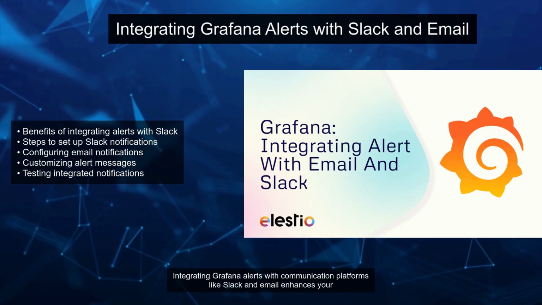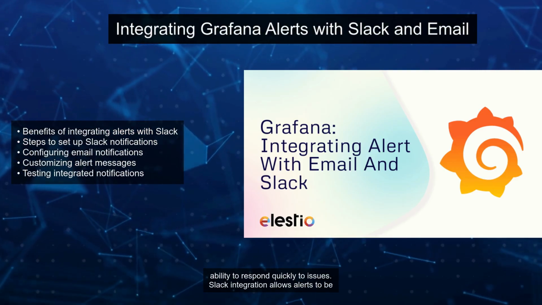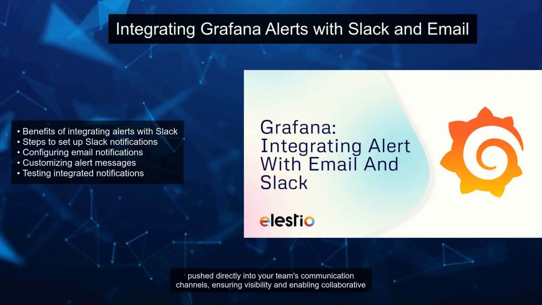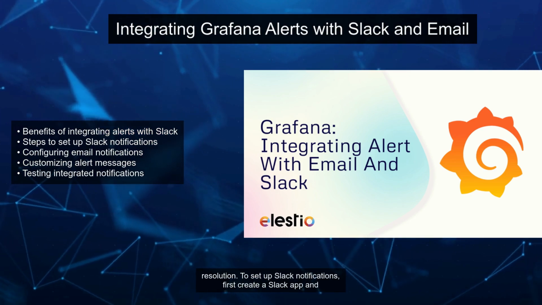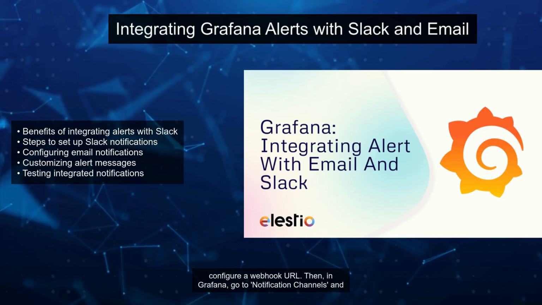Integrating Grafana alerts with communication platforms like Slack and email enhances your ability to respond quickly to issues. Slack integration allows alerts to be pushed directly into your team's communication channels, ensuring visibility and enabling collaborative resolution. To set up Slack notifications, first create a Slack app and configure a webhook URL.